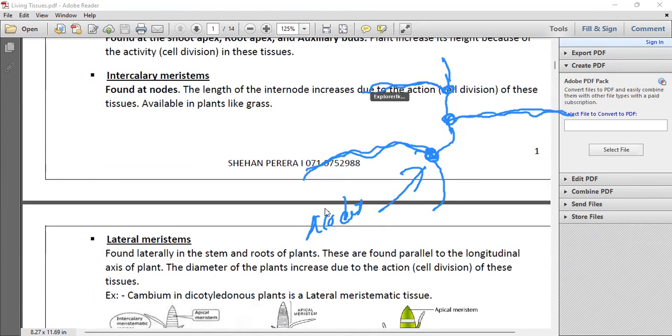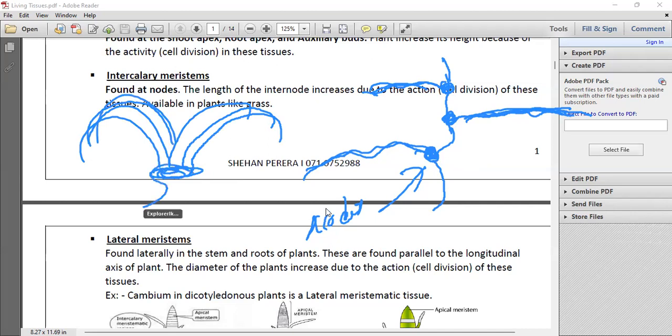So intercalary meristems are found in grass at the nodes, and as a result of the cell division of the intercalary meristematic cells, the internodes grow outward. These are what look like leaves in the grass. In grass, it is the internodes that grow, and the internodes grow from the node. Simply, intercalary meristems are found in plants like grass. The length of the internodes increases due to the cell division of the meristematic tissues.